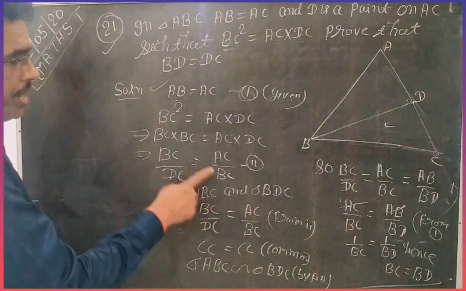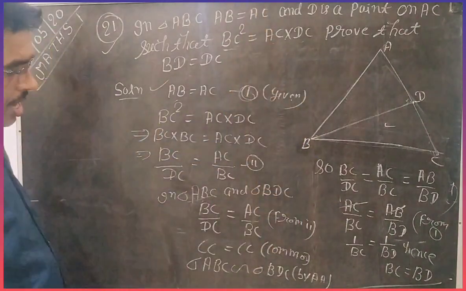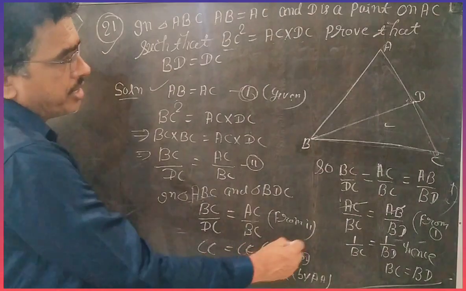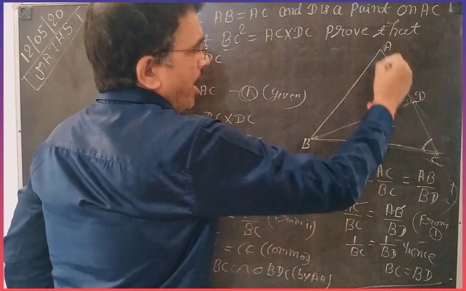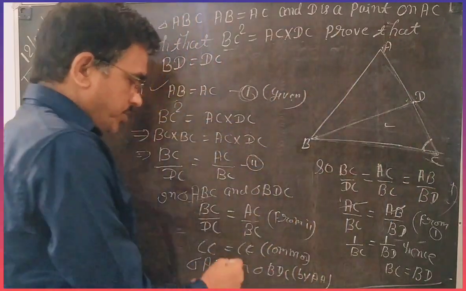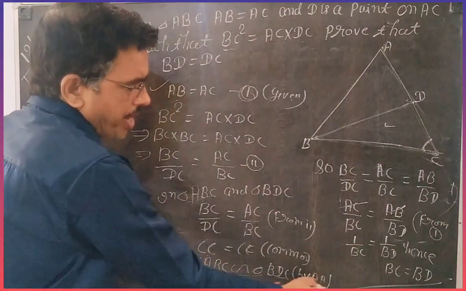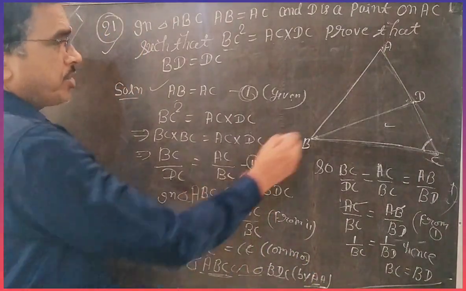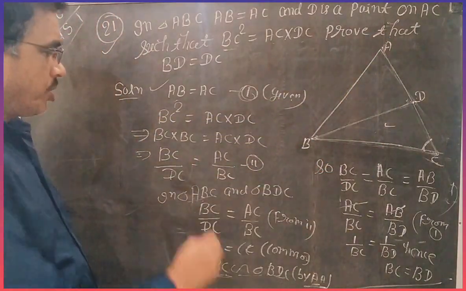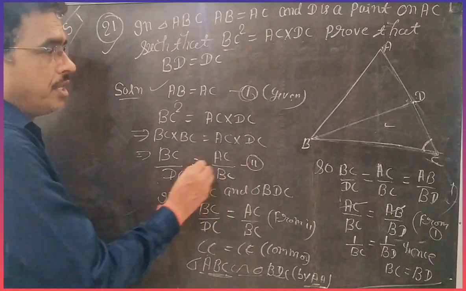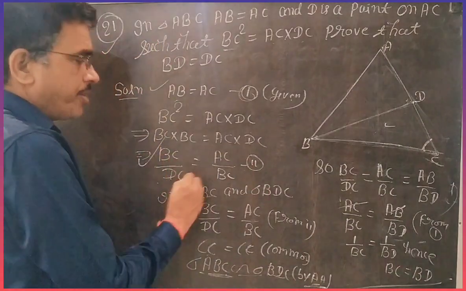So 2 sides we take from your question, it is given in your question. And next angle C is equal to angle C, that is common, because this C is present in the small triangle BDC and C is also present in ACB. So C is equal to C, common. Hence triangle ABC is similar to triangle BDC by AA similarity. If these two triangles are similar, then their sides are proportionally equal. So you write the proportion, that is BC by DC is equal to AC by BC. It is given in your question.